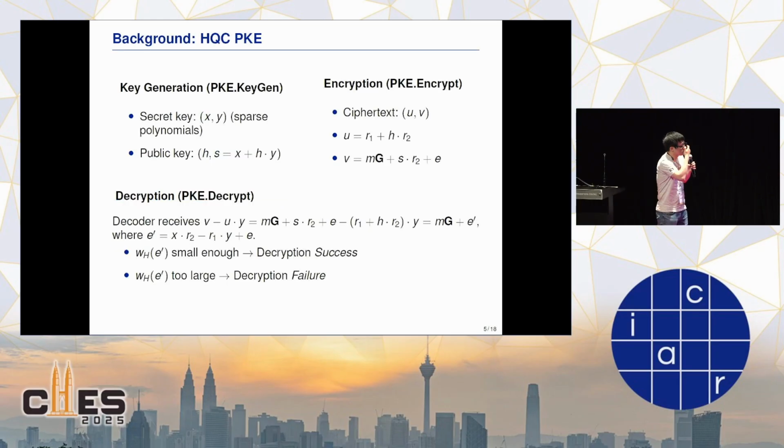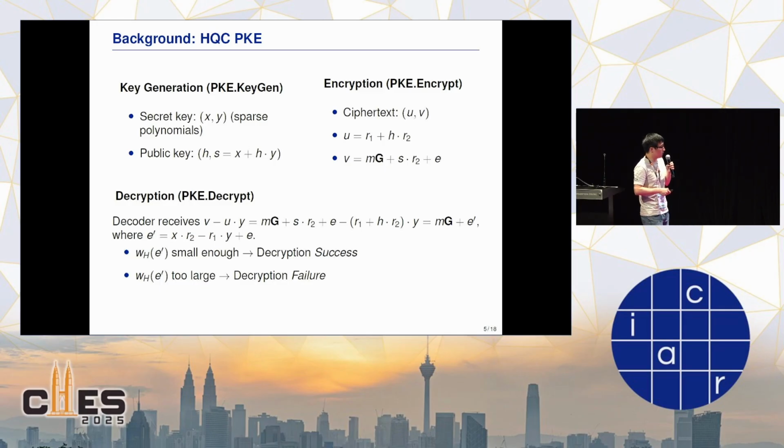So for HQC, the secret key looks like this. You have two very sparse polynomials, x and y, then you generate a uniform polynomial h, and you compute s in this way. This is the public key. Then for encryption, we want to compute u and v, and we need some intermediate polynomials r1, r2, and e. They are all sparse polynomials, and you compute them in this way.